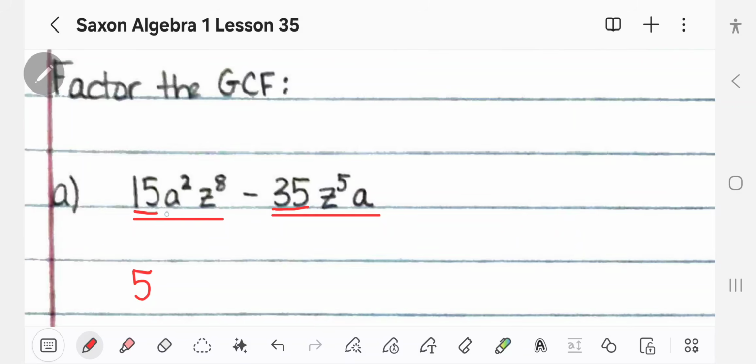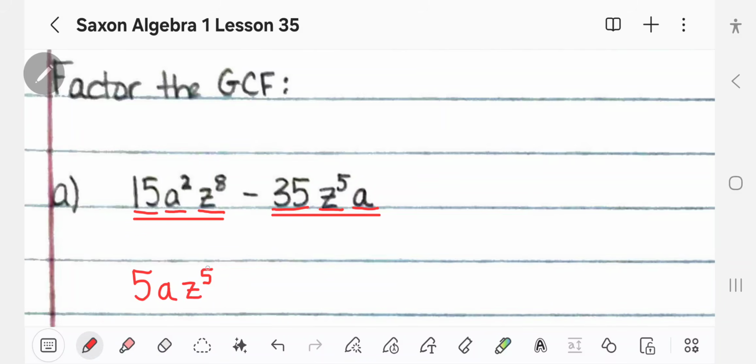Now let's look at the A's. I have an A squared and I have an A in a different order, but that's okay. What do they both have? Well, they both have an A. Let's look at the Z's. Z to the 8th, Z to the 5th. They both have Z to the 5th. This one has more, right? It has Z cubed also times Z to the 5th.